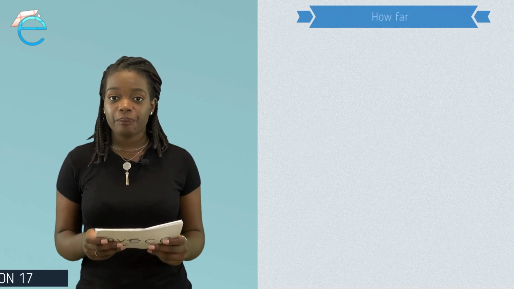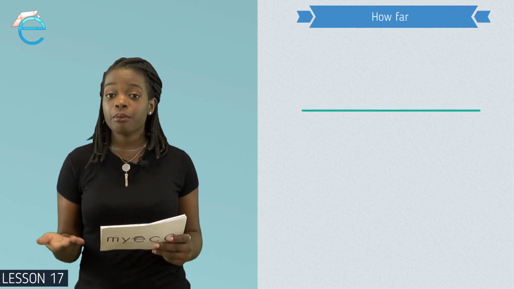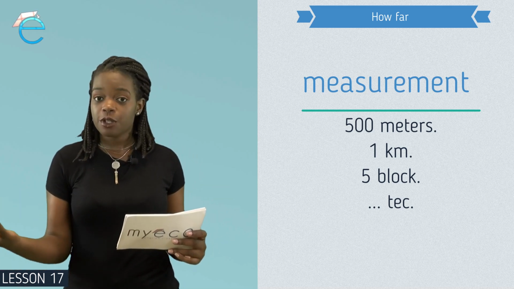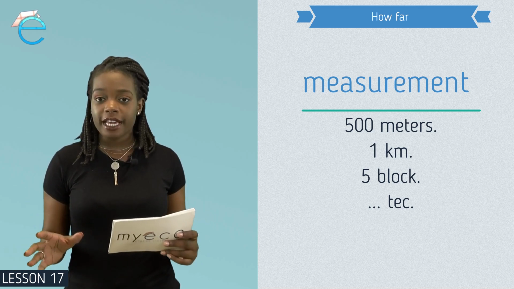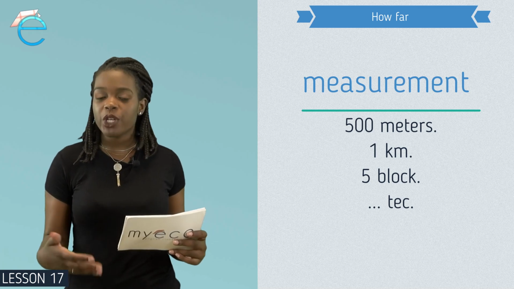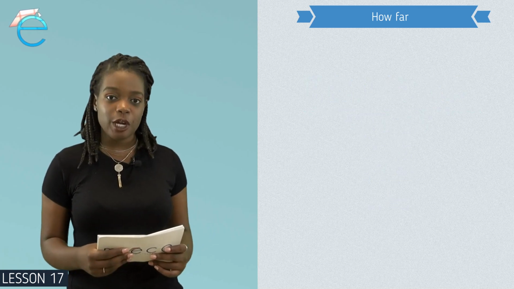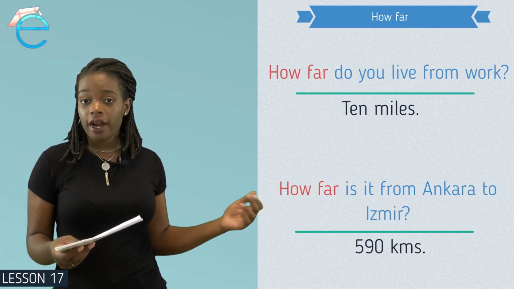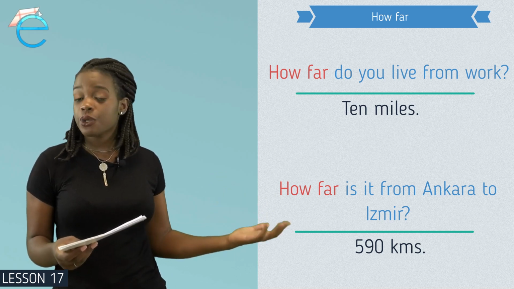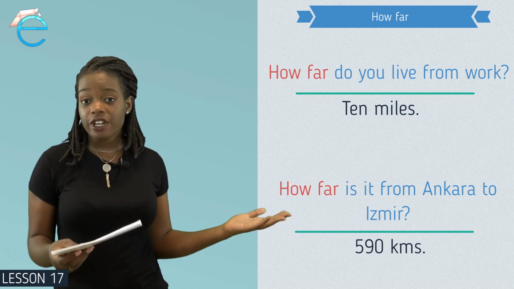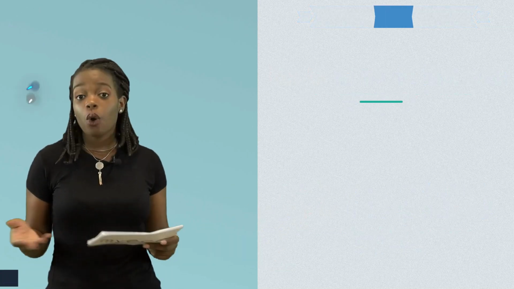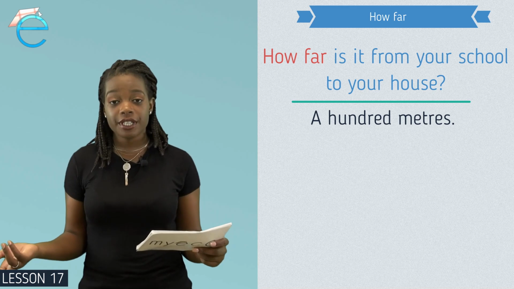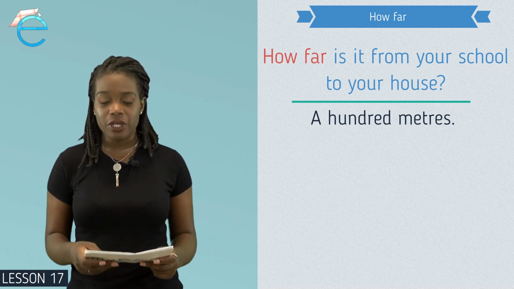Let's have a look at how far. When we use how far, we're talking about measurements. So 500 meters, 1 kilometer, 5 blocks, for example. That's the kind of answer that you're going to receive when you use how far. Let's have a look at some examples. How far do you live from work? 10 miles. Or how far is it from Ankara to Izmir? 590 kilometers, for example. Or even, how far is it from your school to your house? 100 meters. The most important thing here is we're giving measurements when we use how far.